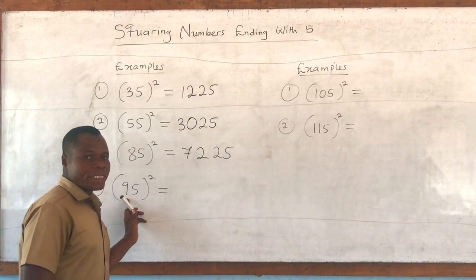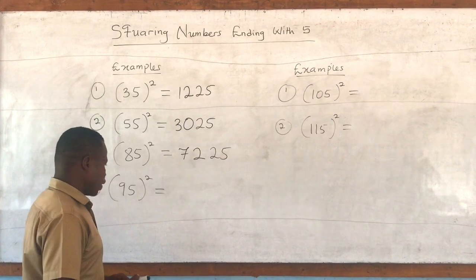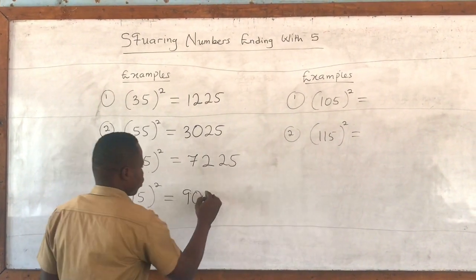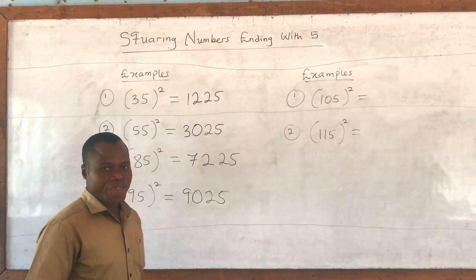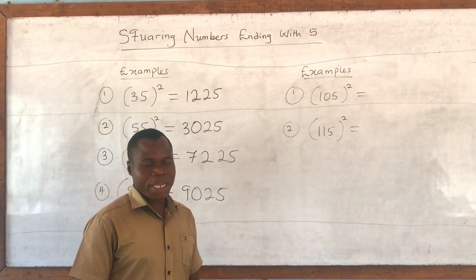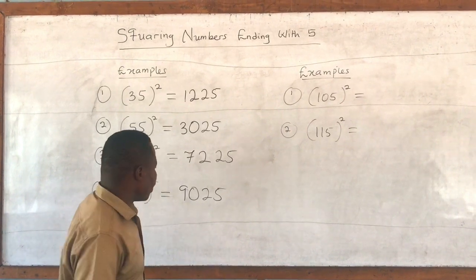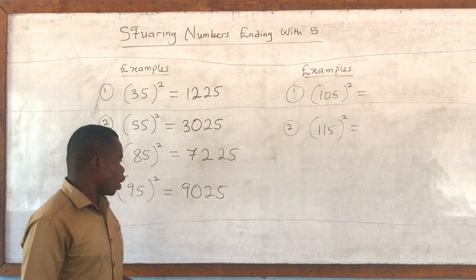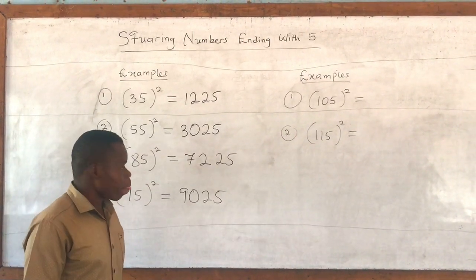Example 4. I have 95 squared. What I'll do now, I'll take the first digit, which is 9. The number that comes after 9 is 10. And 9 times 10 is 90. Then I'll square 5. And 5 times 5 is 25. Meaning 95 squared is 9,025. And this is how we square numbers that end with 5, especially when there are 2 digits.